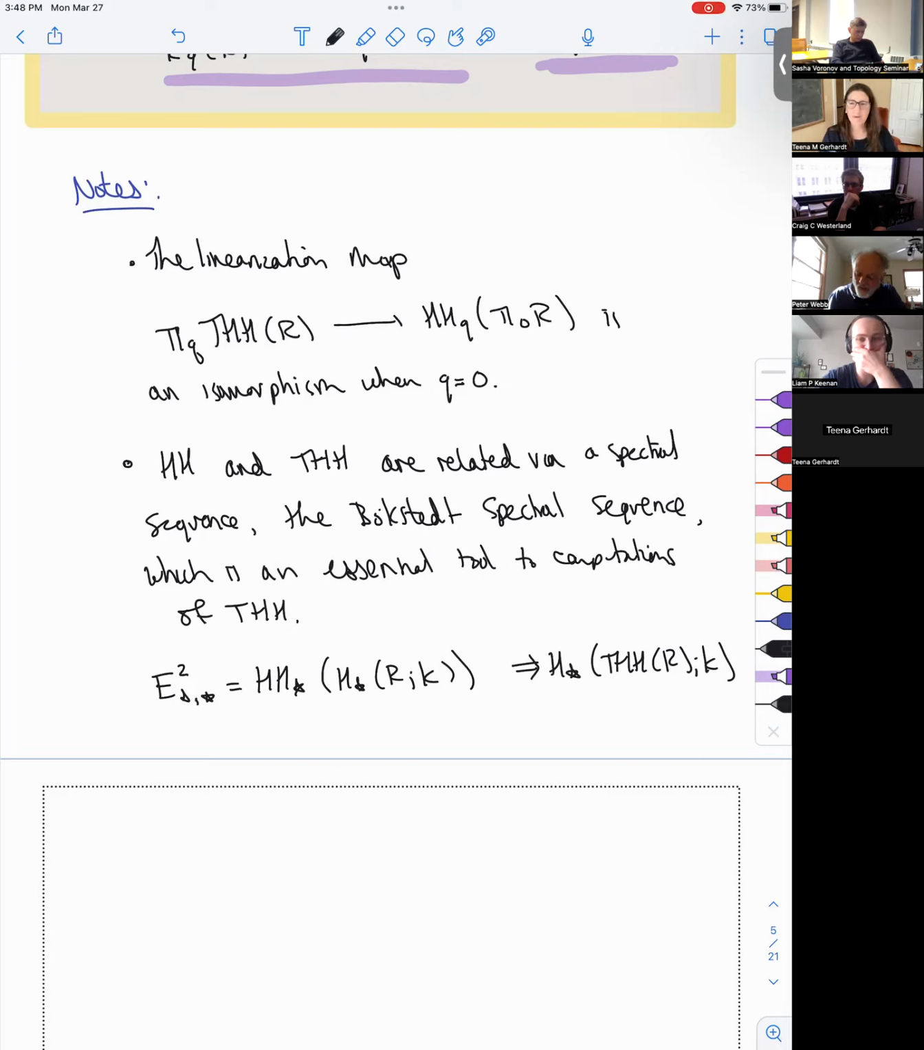I'm going to claim in a minute that we really want to understand THH if we want to understand algebraic K-theory. And at the end of the day, when you look at the THH calculations that exist in the literature, like how have people calculated topological Hochschild homology, the primary computational tool is the Bökstedt spectral sequence. And so if we want to understand topological Hochschild homology, we really also need to understand Hochschild homology. The relationship between these two theories is really crucial to the trace methods story.